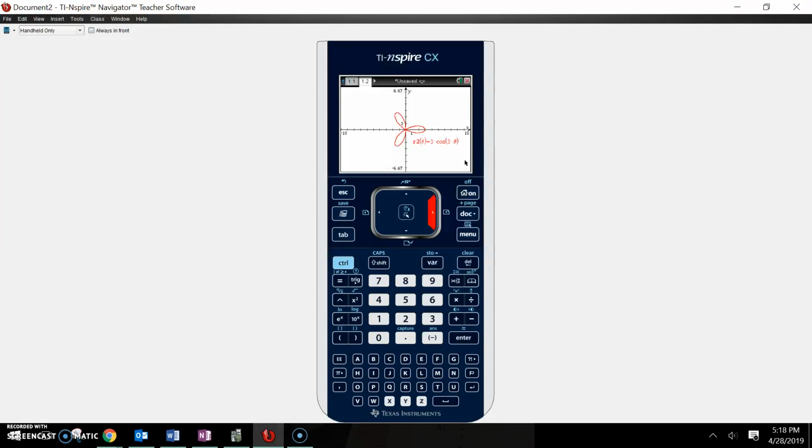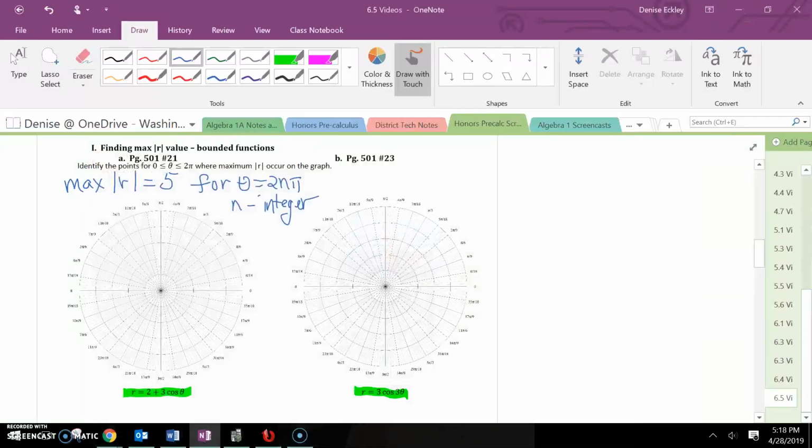And since we have 3 petals and the way we divide it up, we're going to have the angle between them be a multiple of 2 pi over 3. So that's how we're going to write this one. We're going to have a max R of 3 for theta being 2n pi over 3.